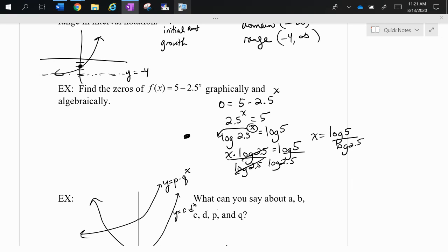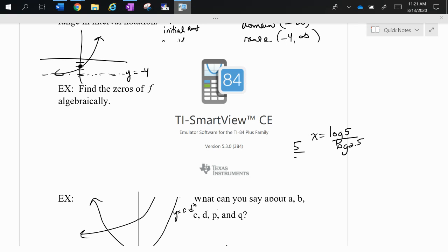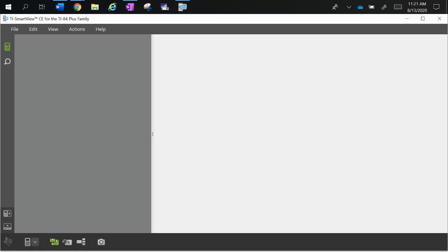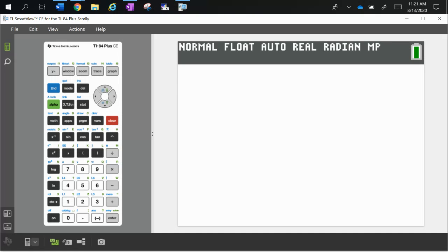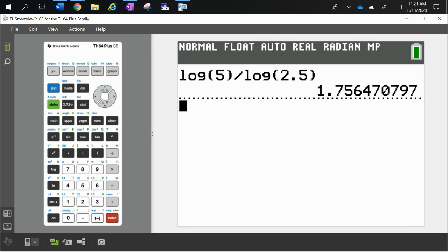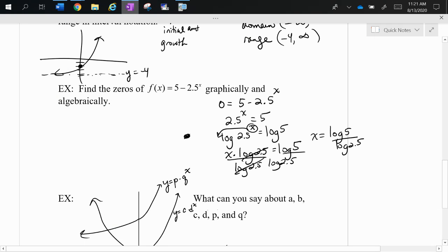If we open our calculator, we could get an approximate value. Log of 5 divided by the log of 2.5 is approximately 1.756. We're going to get in the habit of rounding to 3 decimal places. We could have used an ln. We could have just changed the sentence to a logarithm and used the change of base formula. That might ring a bell too.